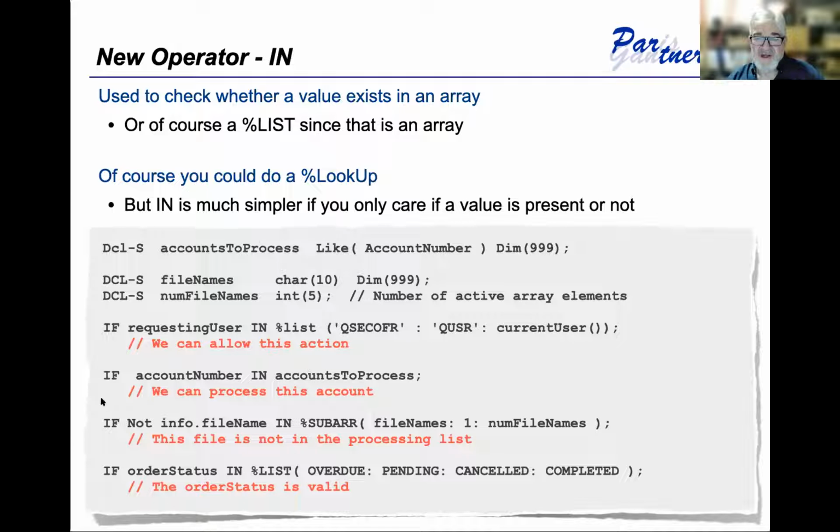I think it's much nicer when you can read something like this that just says, if the account number's in the list I want to process, right? If the order status is one of these, that kind of thing. It just makes the code more obvious.